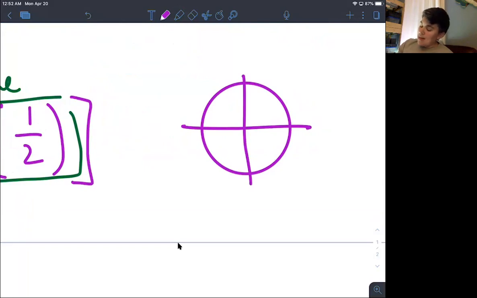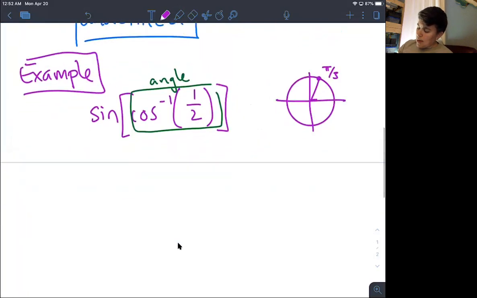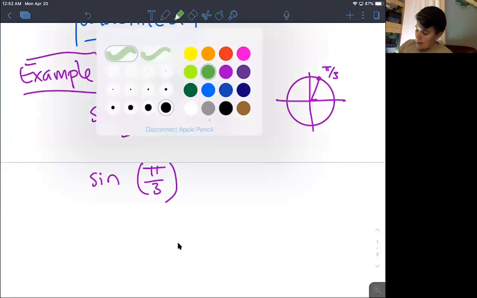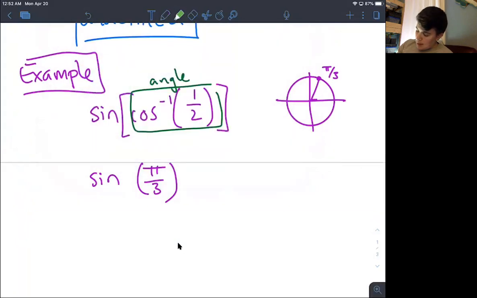So where is the cosine 1/2? That happens right here at pi over 3. So that means I am taking the sine of pi over 3. As a reminder, what I have just done is I've replaced this with this. Those are the same thing. Pi over 3 is the angle where the cosine is 1/2. So now I'm taking the sine of that angle.